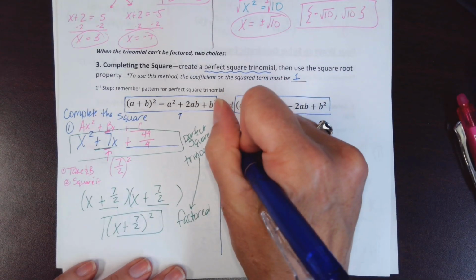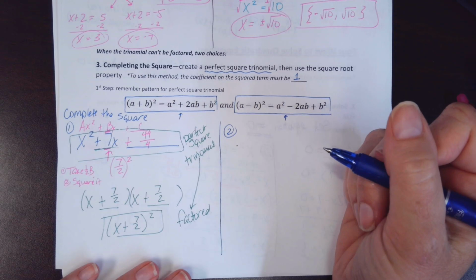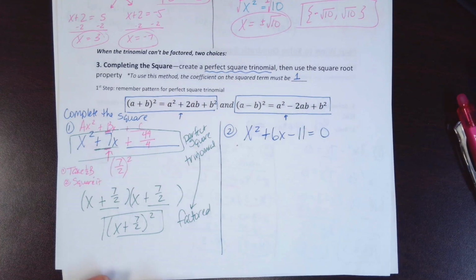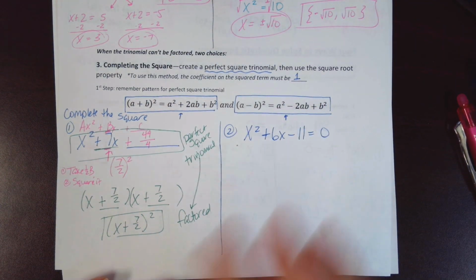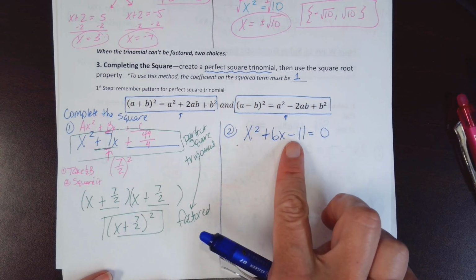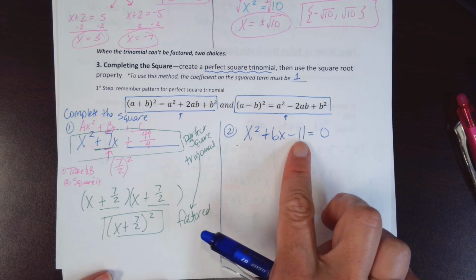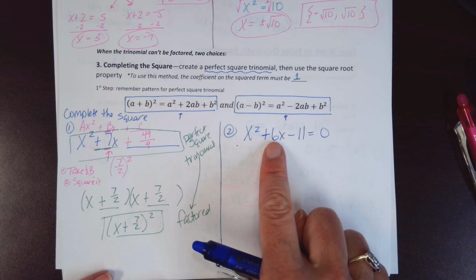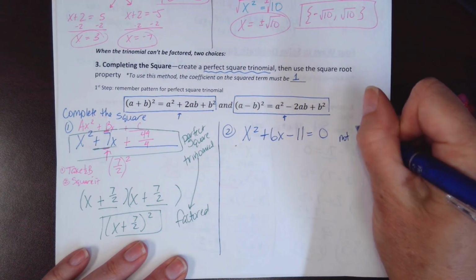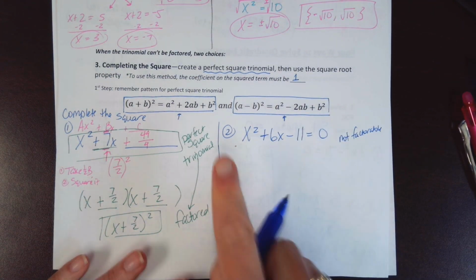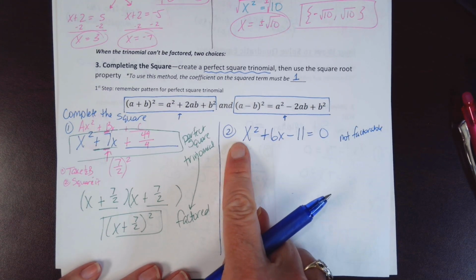Okay, let's do one. Completing the square to solve an equation. Let's do x squared plus 6x minus 11 equals 0. All right, if I want to factor this, my signs are going to be different. One would be plus, one would be minus. 11, factors of 11, the only way to multiply and get 11 is just 1 times 11. And the difference between 1 and 11 is not going to be 6. So this is not factorable. I'm either going to have to complete the square or use the quadratic formula. Since my coefficient on my square term is 1, I can complete the square.